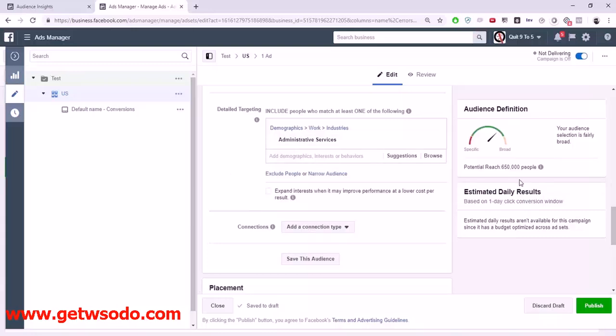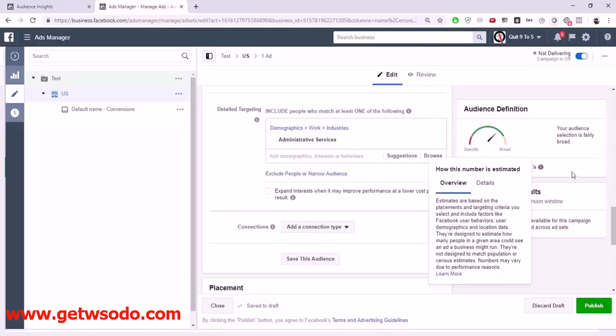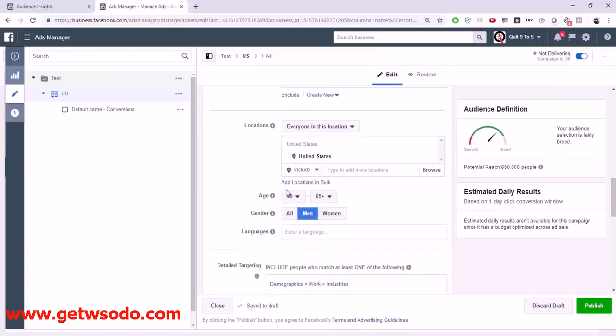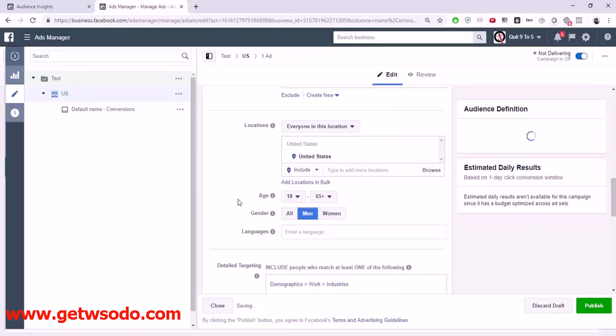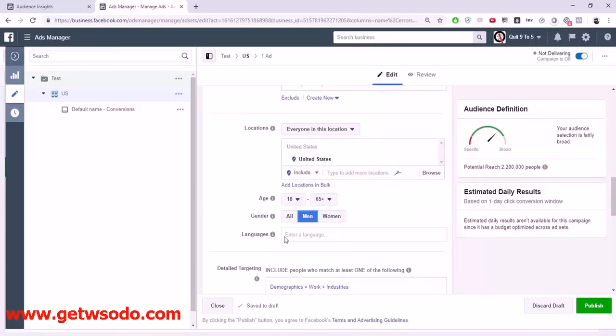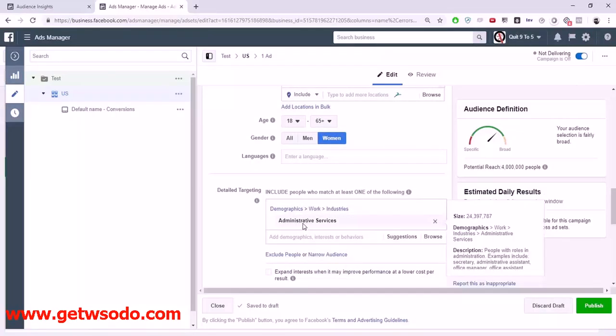So we've got 650,000 women. I've got 40 to 65 plus, so I'm just going to change that to 18. And I've actually got men on there, so that's why that audience is smaller than I thought. Okay, so we've got 4,000 women that have told Facebook that their job title is in administrative services.